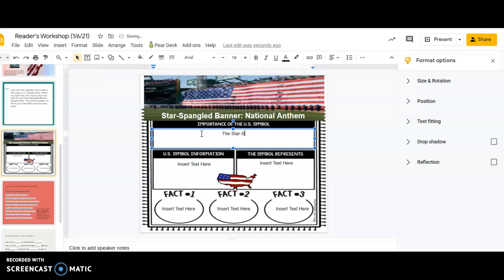The Star Spangled Banner is the national anthem for the United States. It is a symbol of courage and freedom.